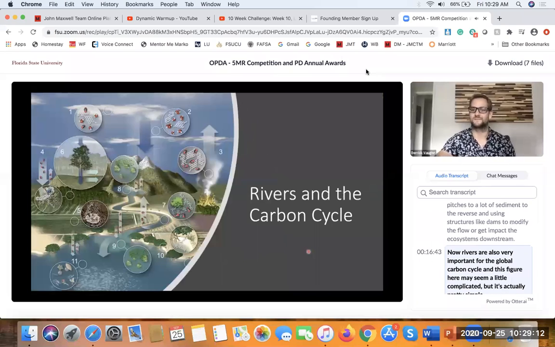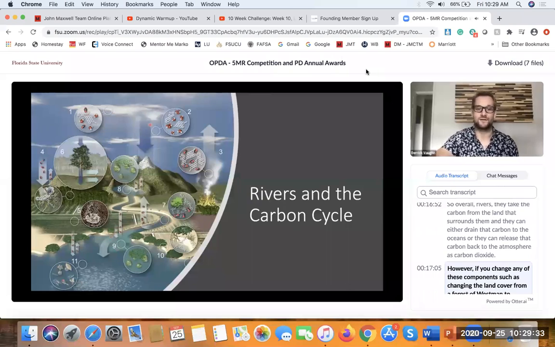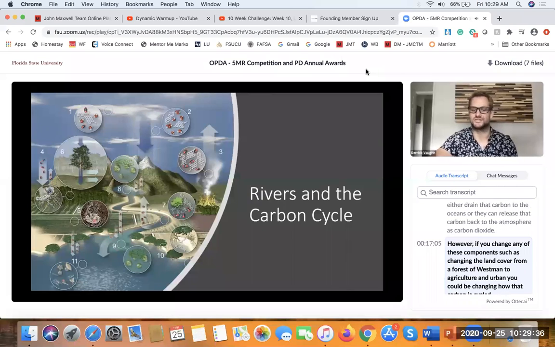Now, rivers are also very important for the global carbon cycle. And this figure here may seem a little complicated, but it's actually pretty simple. So overall, rivers take the carbon from the land that surrounds them, and they can either drain that carbon to the oceans, or they can release that carbon back to the atmosphere as carbon dioxide. However, if you change any of these components, such as changing the land cover from a forest to wetland to agriculture and urban, you could be changing how that carbon is cycled.